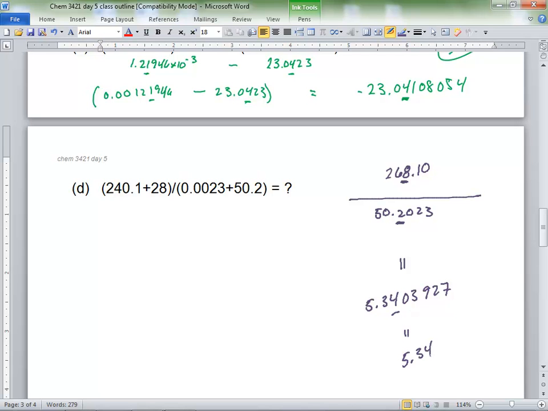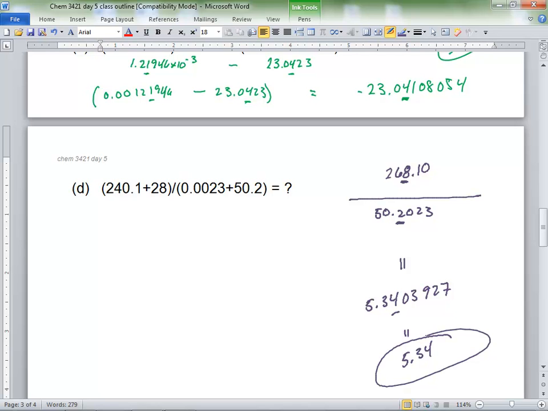Did you get 5.34? Yeah. Shouldn't it be only 2 since it's 28? Oh, the problem, that's really good, Jamie. If that 240.1 isn't there, you're right.